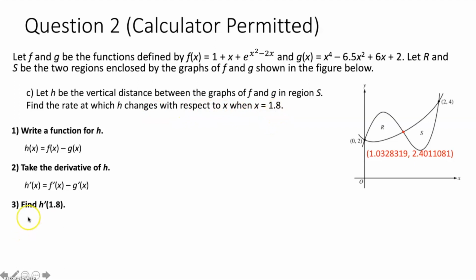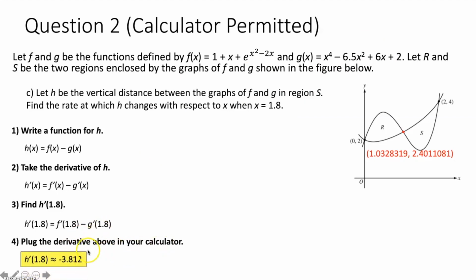So all we have to do is find h prime of 1.8, meaning we take 1.8, plug it in for x in the derivative of our function f, and then subtract when we take 1.8 and plug it in for x in the derivative of our function g. And remember, you just plug all of this into your calculator, press enter, and you end up getting that h prime of 1.8 is approximately equal to negative 3.812.